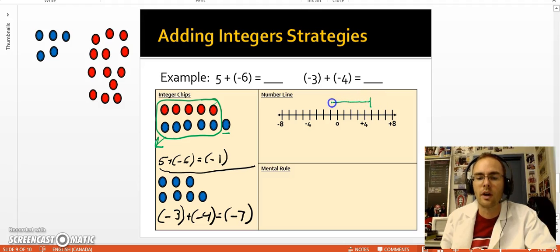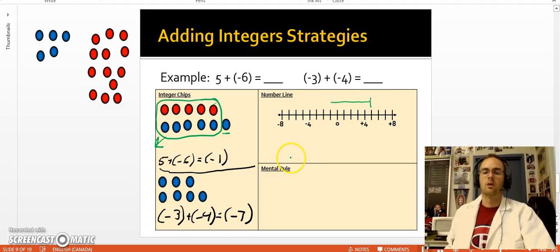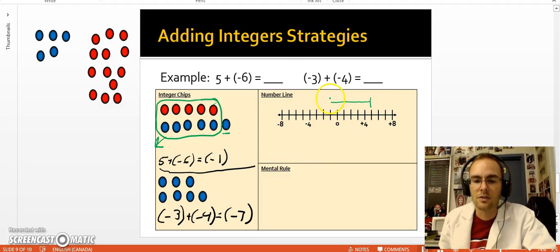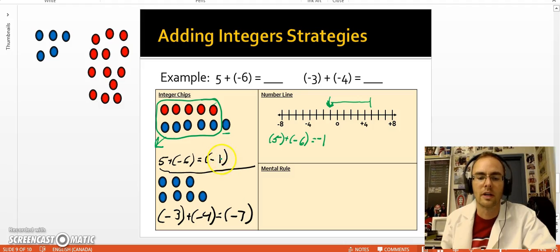2, 3, 4, 5, and 6. So there we go. There is my -6. And where I'm left off is right here, which is -1. So positive 5 plus -6 equals -1, just like how I solved right here using the integer chips.